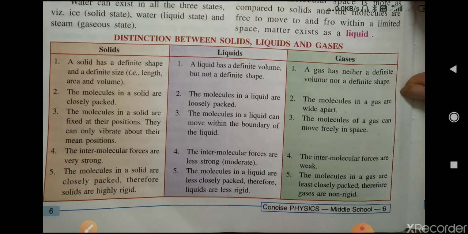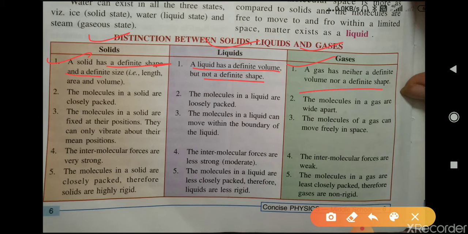Now we will discuss the distinction between solids, liquids and gases, briefly. How do they differ? A solid has a definite shape and definite size, whereas a liquid has definite volume but no definite shape, and gases have neither definite volume nor definite shape. Solids have definite shape because the intermolecular force of attraction between them is very strong as compared to liquids and gases.